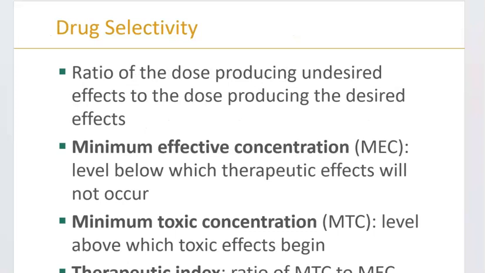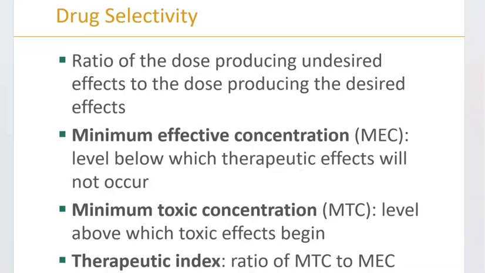Next, we talk about drug selectivity. That's the ratio of the dose producing undesired effects to the dose producing the desired effects. So it kind of spoke about that in that previous video. The minimum effective concentration is the level below which therapeutic effects will not occur. And then you have the minimum toxic concentration, and that's the level above which you will begin to have toxic effects.